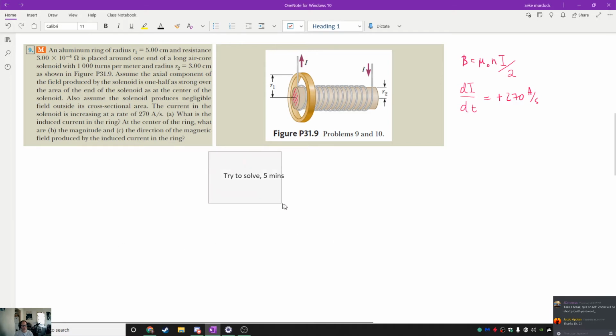Is that enough time? Were you all able to figure this out? Probably not, right? I think so? I think so. Yeah. Oh, really? Okay. All right. Well, let's try to go through it.